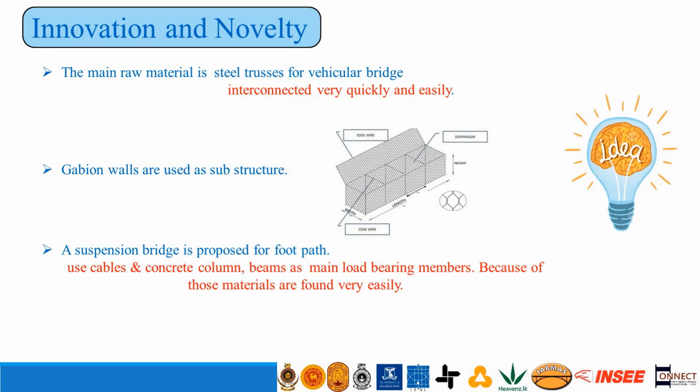A suspension bridge is proposed for the footpath. It can be constructed by using timber, used crane cables, and RC concrete columns and beams. Generally, a footpath is not used for vehicular traffic, only for pedestrian traffic. Due to this reason, we have decided to use cables and concrete column beams as the main load bearing members, because those materials are found very easily.